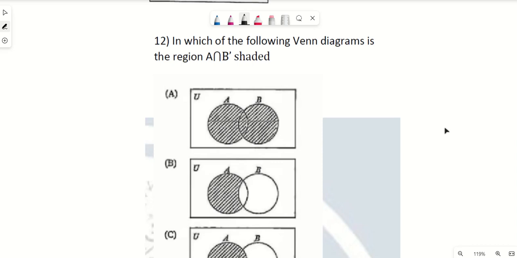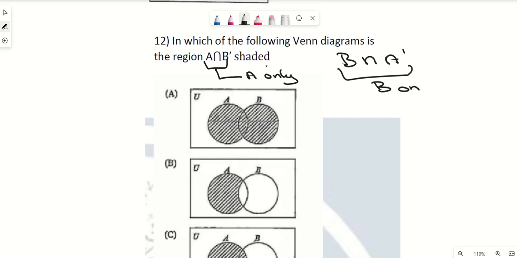In which of the following Venn diagrams is the region A intersect B complement shaded? Now, when you see something like this, guys, this means A only. So if it was B intersect A complement, this means B only. So we're looking for the Venn diagram that shades A only.